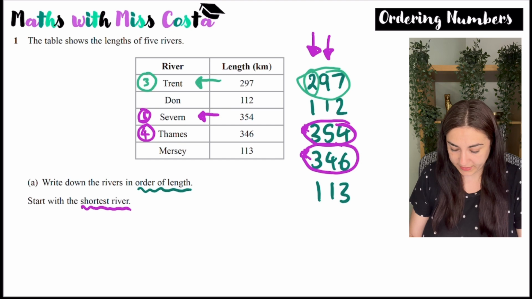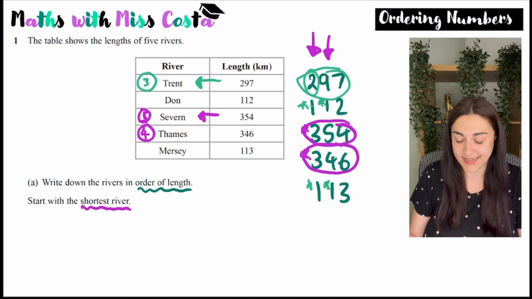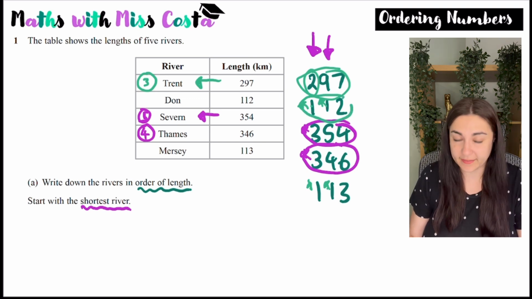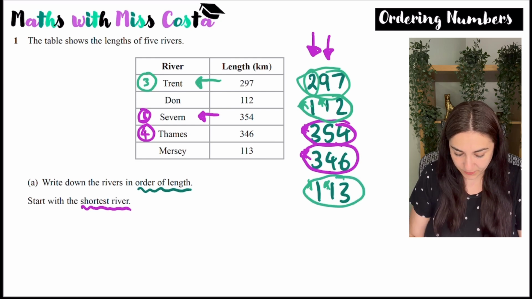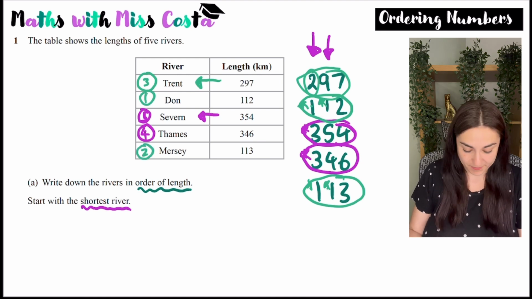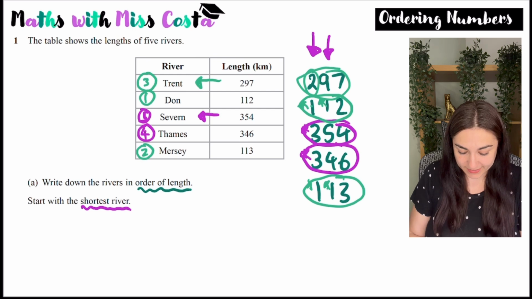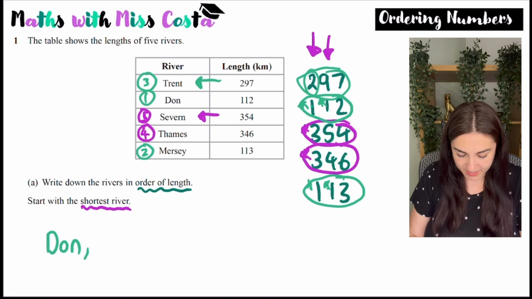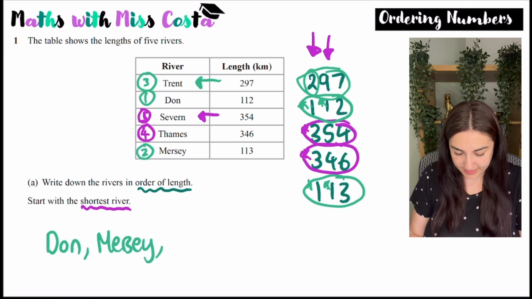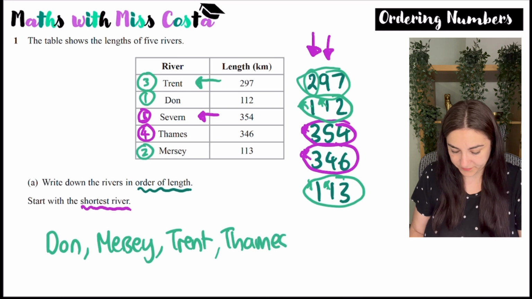And then I look once again at the hundreds. Both of these have 1 in the hundreds. Both of these have 1 as their tens unit, but 2 is the smallest ones unit, and 3 is the largest. So 113 would be the 2nd longest, and Don would be the 1st. So I have to write them by their names. So I'd say the River Don, the River Mersey, then Trent, then Thames, and then the River Severn.